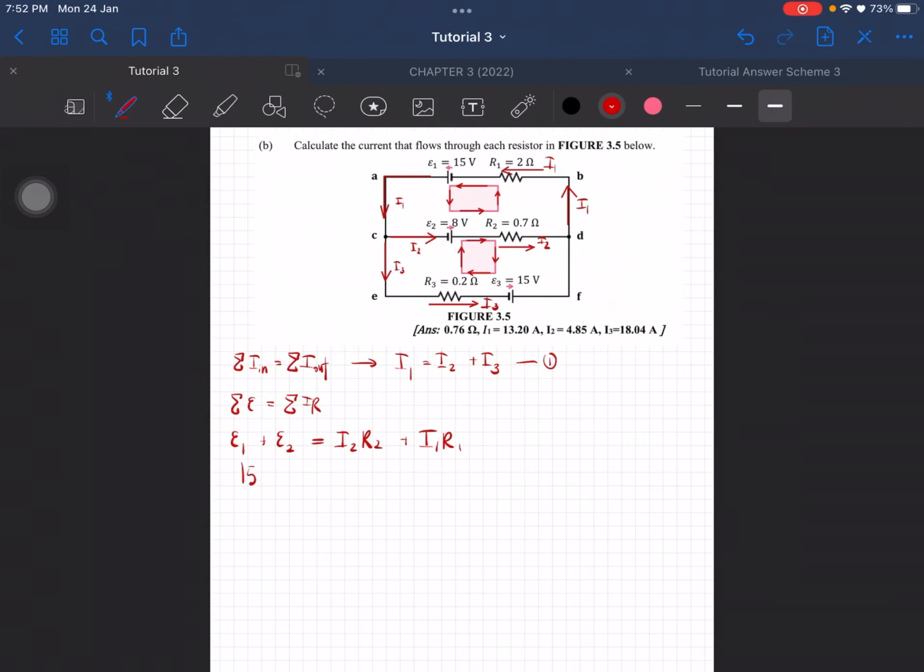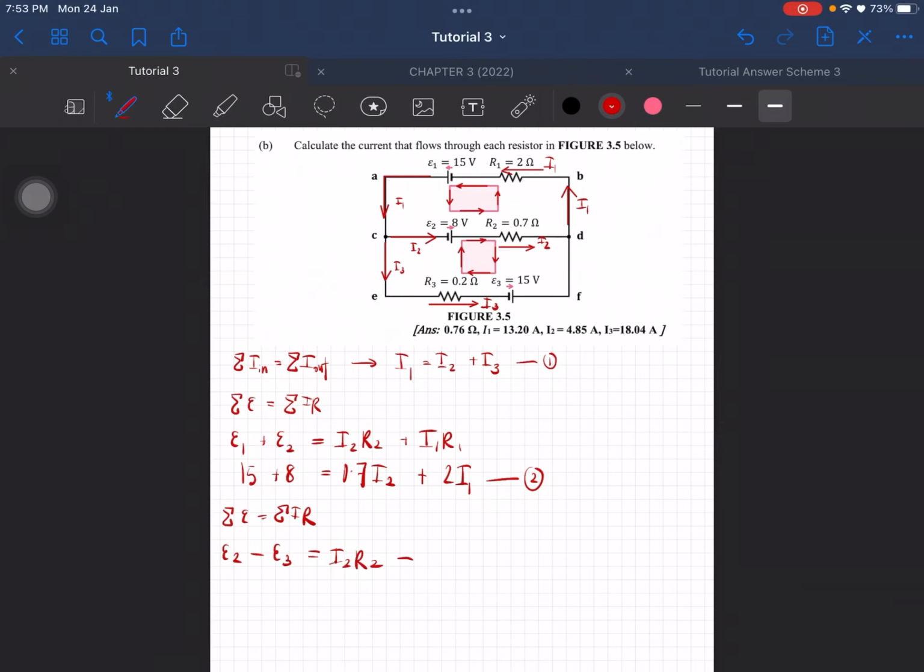So this one is going to be 15 plus 8 equal to 0.7 I2 plus 2 I1. This is your equation number 2. Now let's look at the second loop. E2 will be positive, and E3 will be negative because it is against the direction of the loop. Then let's look at the R2 resistor. It is following the direction of the loop, so it is positive, and I3 is against the direction of the loop, so it will be negative.